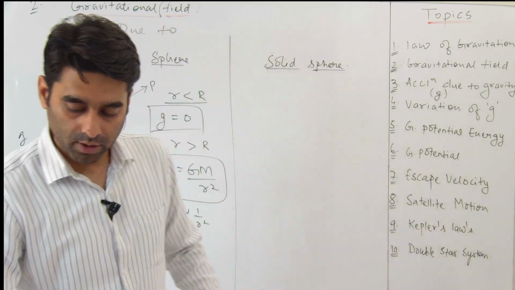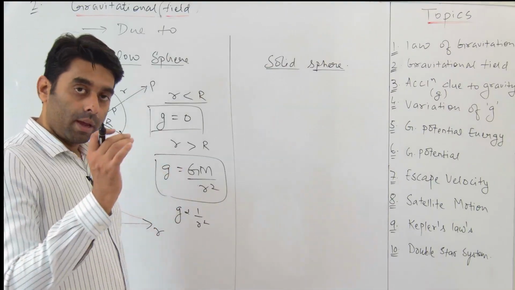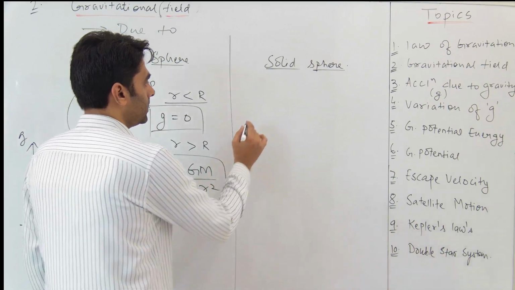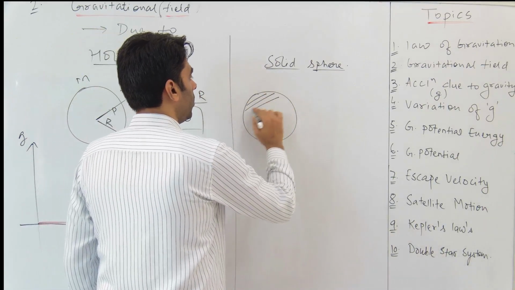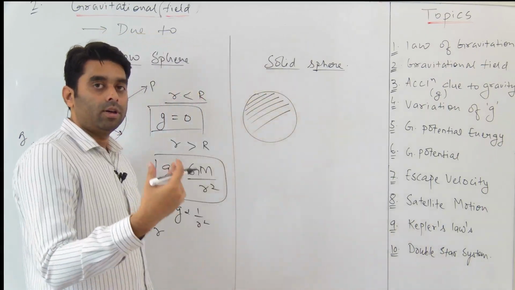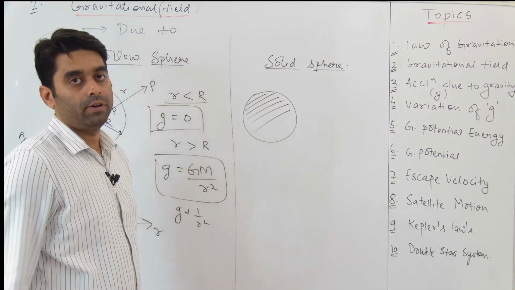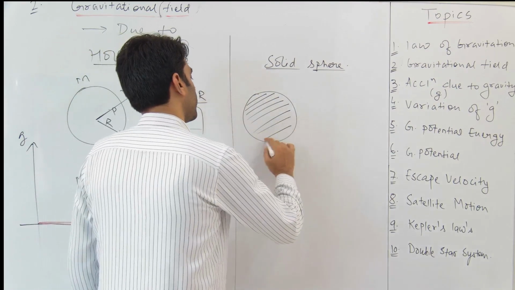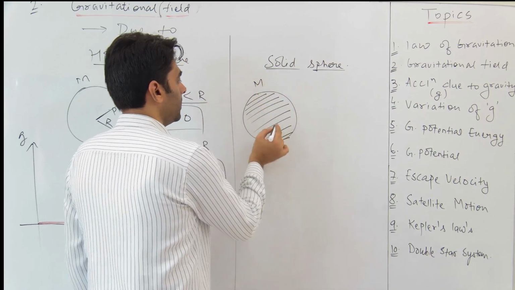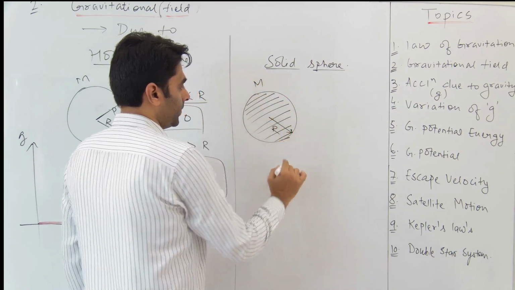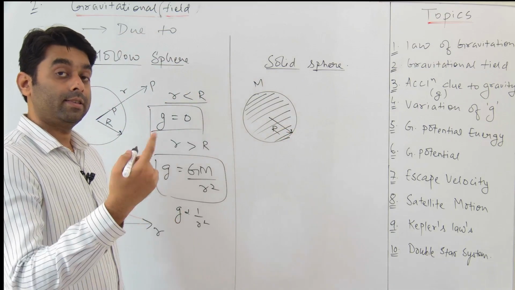Now next is gravitational field due to a solid sphere. It is important; we have to keep all the results in mind. The reason is that all the planets, Earth and the planets considered in these cases, are solid spheres only. So let's say a solid sphere of mass m and radius capital R. First of all, let's take outside points.